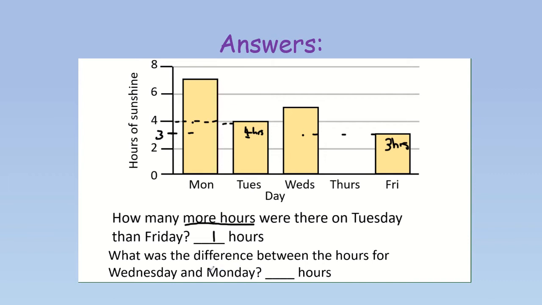And what's the difference between Wednesday and Monday? Monday is halfway between 6 and 8, so that must be 7. And Wednesday is halfway between 4 and 6, so that must be 5. So what's the difference between 5 and 7? 2 hours. Well done.